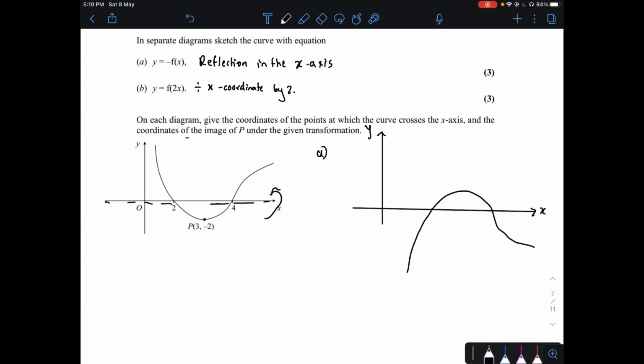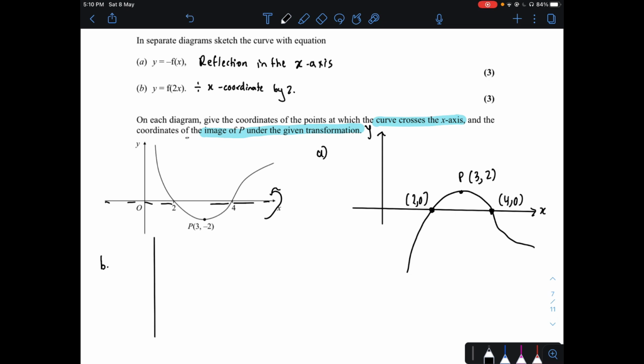So the coordinates are still the same, right? What is the question asking again? It says give the coordinates of the points where the curve crosses the x-axis and the coordinates of the image of P under the given transformation. So we always need to remember P and the x coordinates. The coordinates have not changed: they're still 2, 0 and 4, 0. What has changed is the sign of the y coordinate of P. It's still 3, nothing has changed to the x coordinates, just the y has switched to now plus 2. So part B, I'm going to do that again.